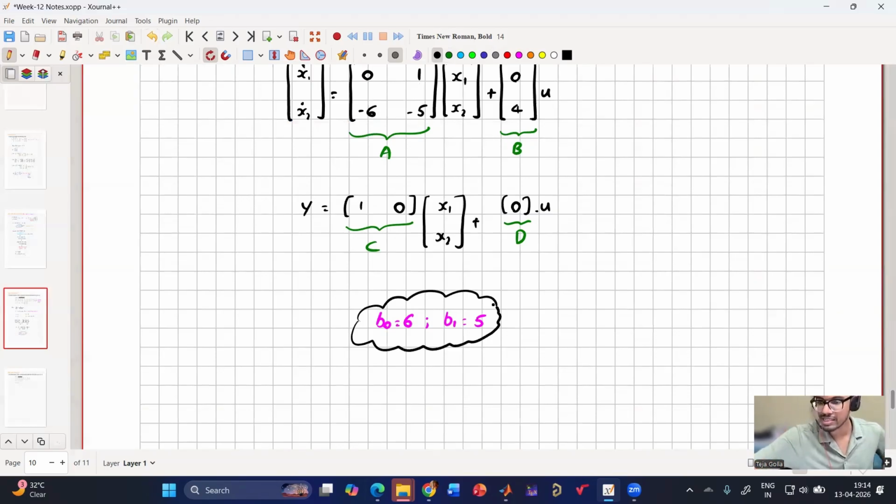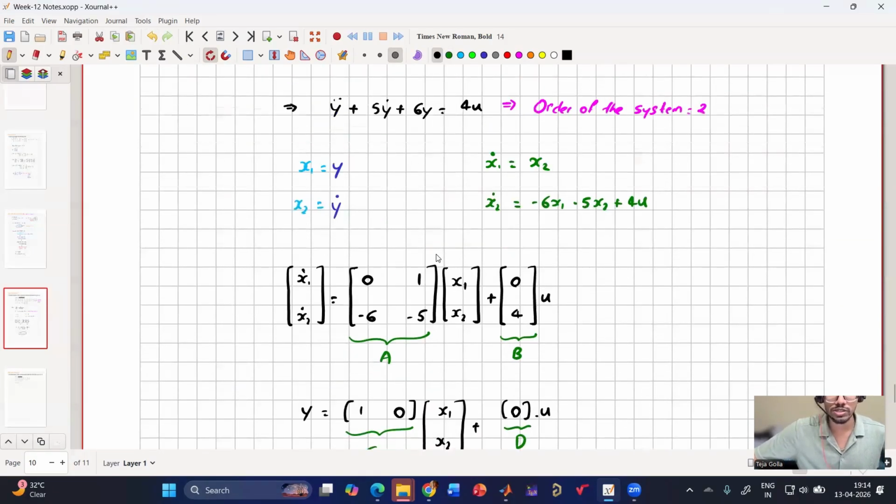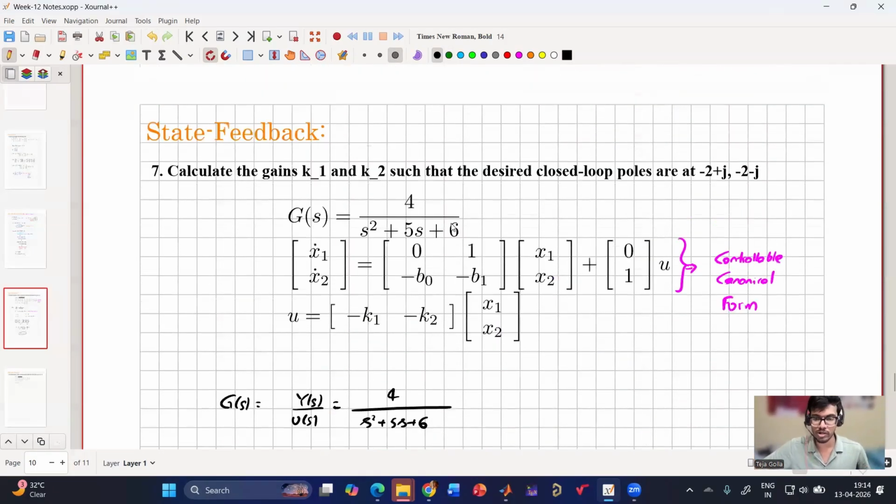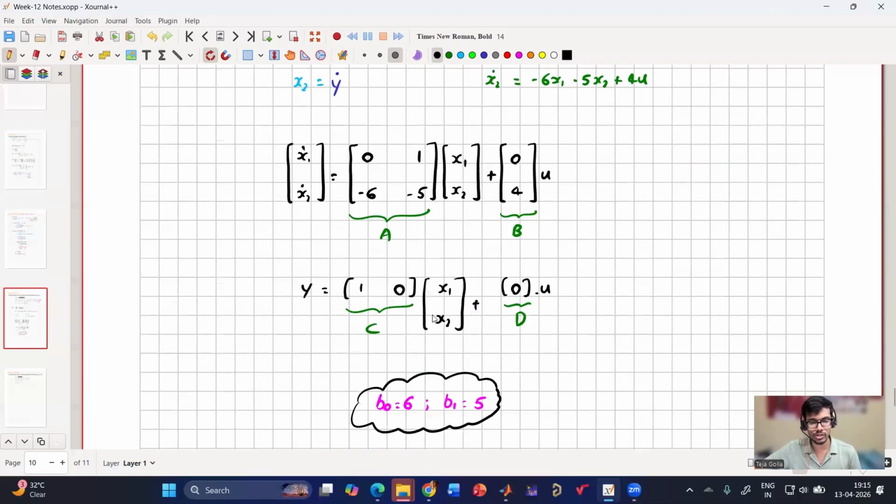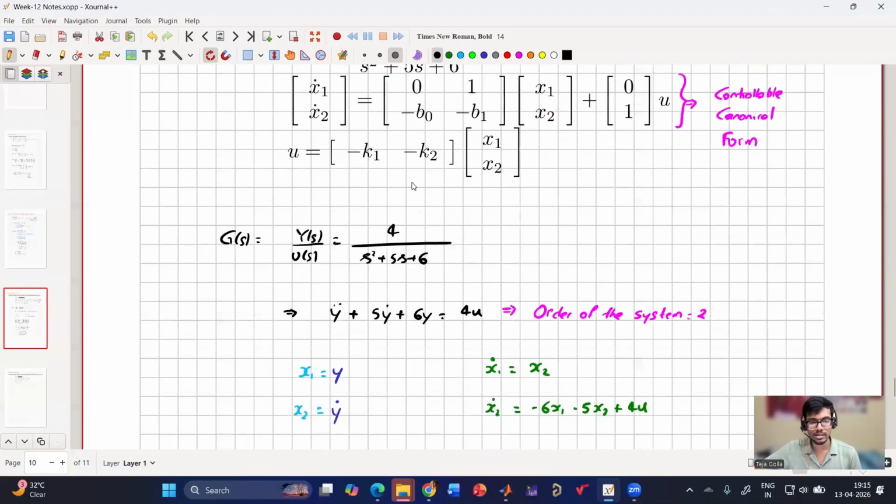So first we have calculated the state space representation, which is the basis of the question, because not all the questions will give the state space. So the first point is to calculate the state space, and then we have to identify. We have identified it is a controllable canonical form, and based on that we knew A and B.